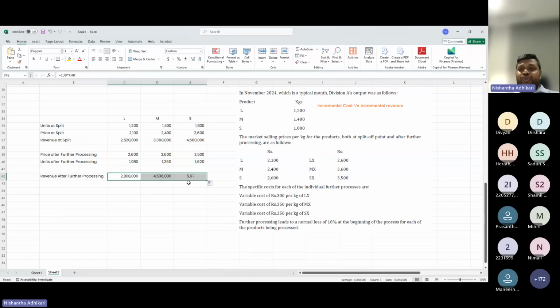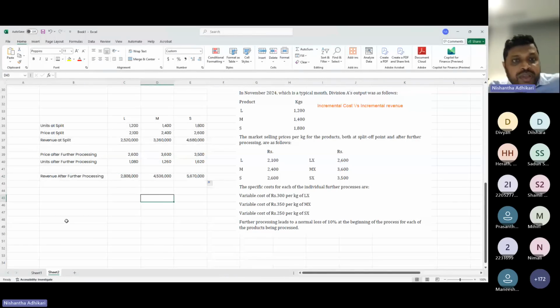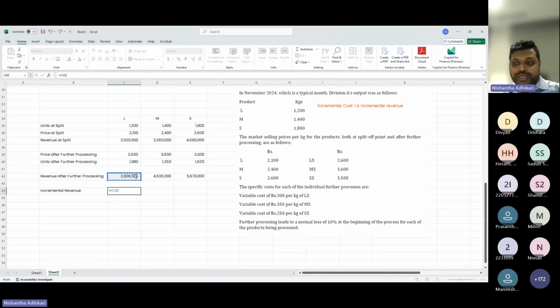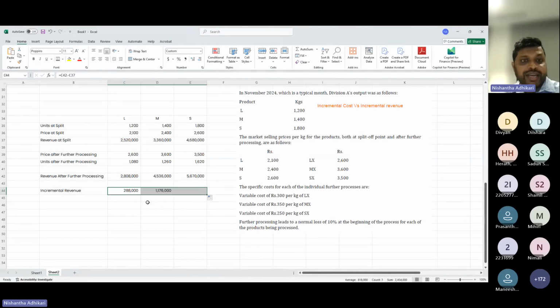Likewise, you can calculate the total revenue. This is the total revenue. Then look at how much revenue has gone up. Incremental revenue. Your revenue is 2.8 million after further processing. Before further processing, it was 288,000. Likewise, you can calculate the incremental revenue you have earned.